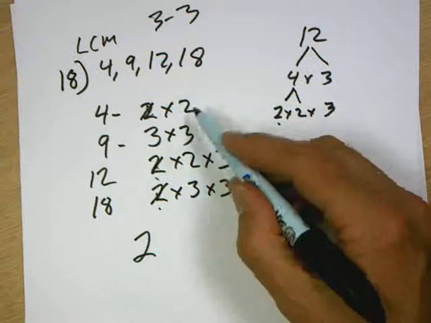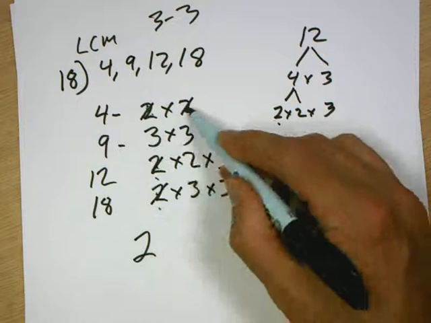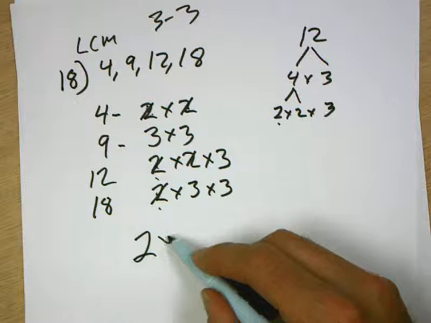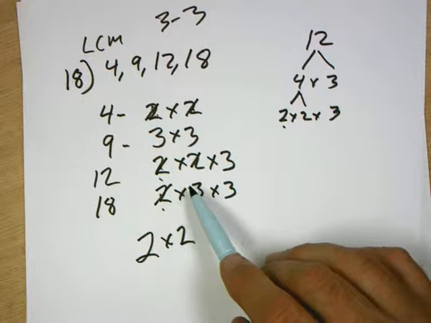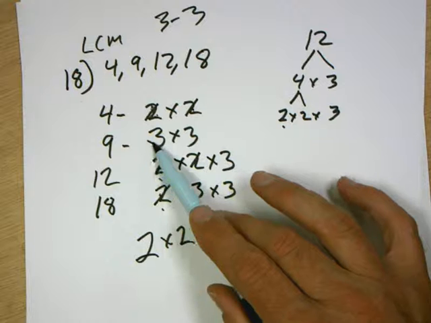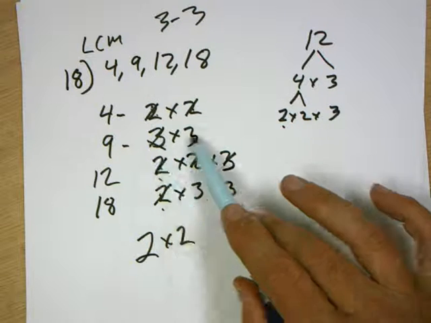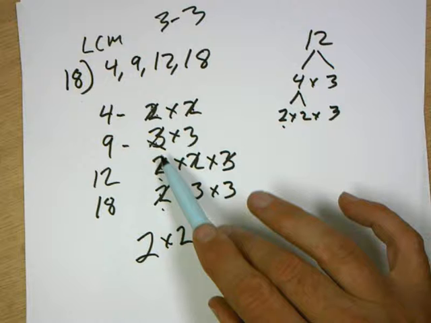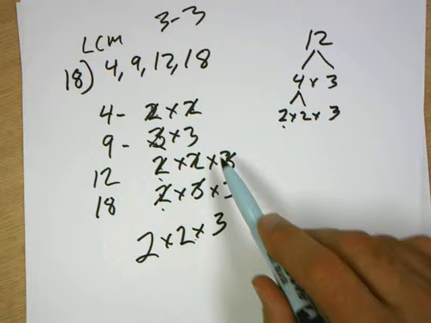So this 2, let's see if this 2 has any partners here. 4 has a factor of 2, so does 12. 2 times 2. Now let's move on to the 3's here. This 3, 9 has a factor of 3. So does this one. Now I can't pair these two. They have to be different numbers. 3, 3, 3.